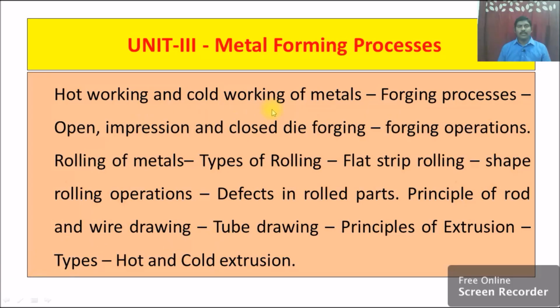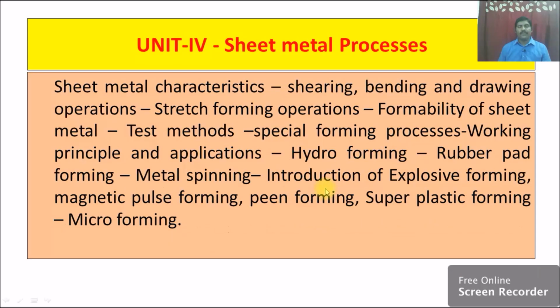In unit 3, metal forming processes: hot working and cold working of metals, forging operations, open impression and closed die forging, rolling of metals, types of rolling, flat strip rolling, shape rolling operations, defects in rolled parts, principle of rod and wire drawing, tube drawing, principle of extrusion, types, hot and cold extrusion. These are all the processes we would like to see in unit 3.